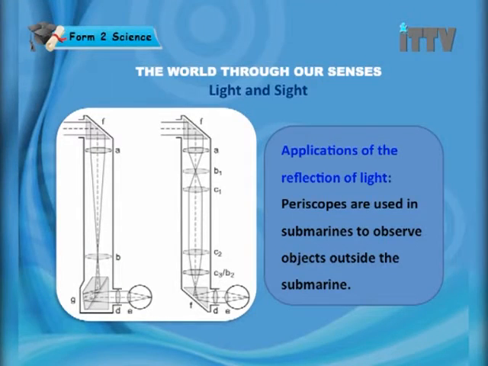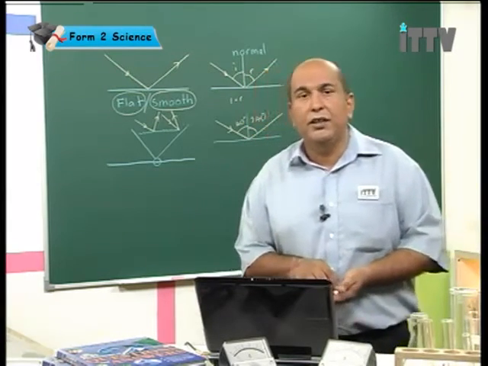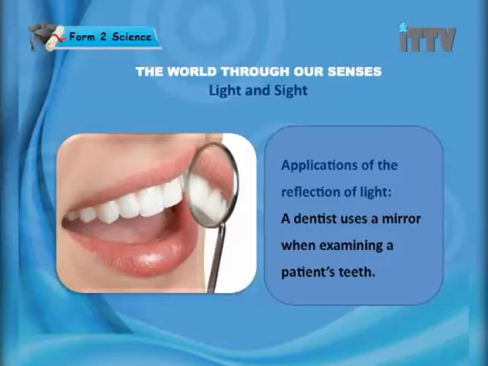Applications of the reflection of light. Periscopes are used in submarines to observe objects outside the submarine. So one of the instruments that uses the idea of reflection is the periscope.